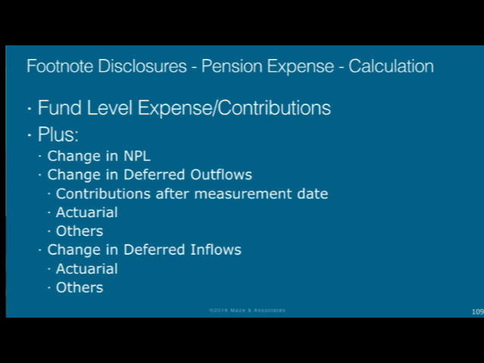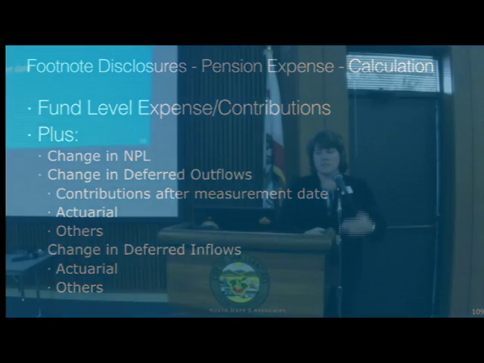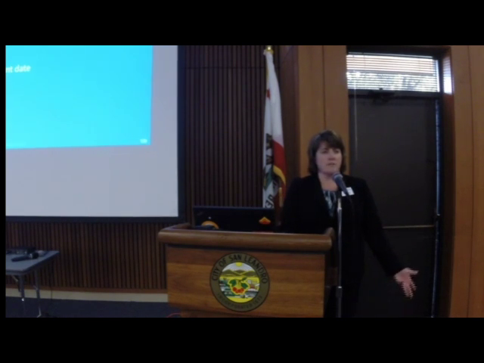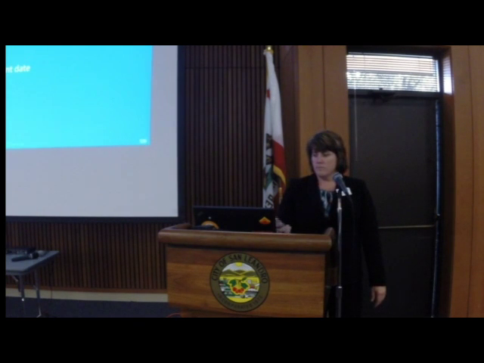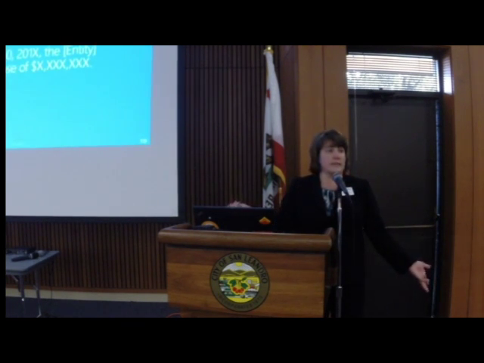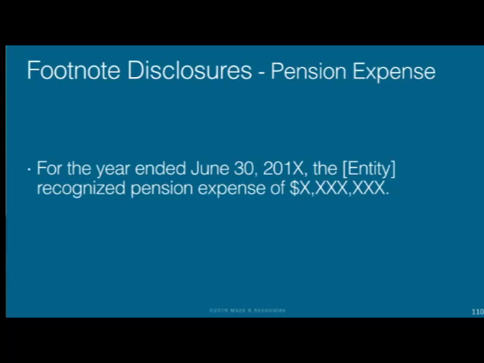But to get to pension expense, you start with those fund level expenses, then you add in your change in the net pension liability, your change in your deferred outflows, because those all flow through pension expense, and your change in deferred inflows. Then the sum of all of that becomes your pension expense, and that's the amount that's reported in your footnote disclosure. Okay? The disclosure is pretty easy. For the year ended blank, the entity recognized pension expense of blank. That's a pretty easy one.